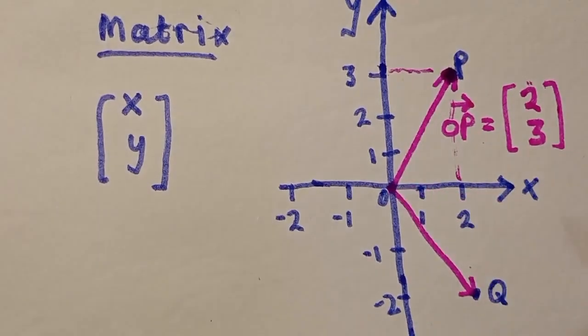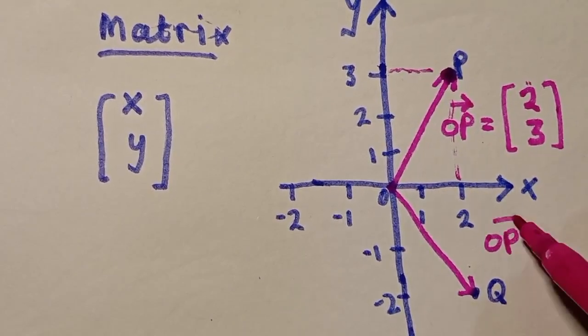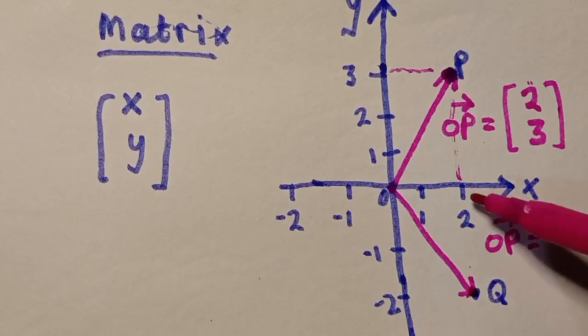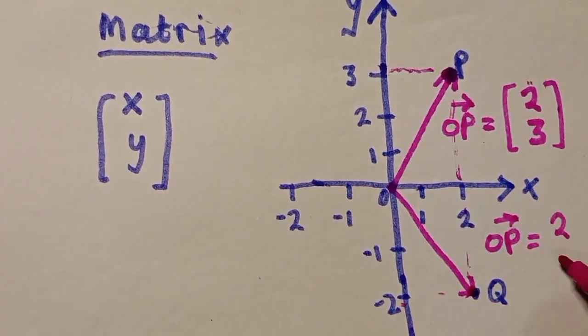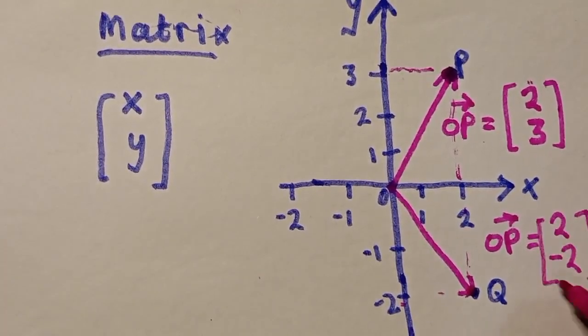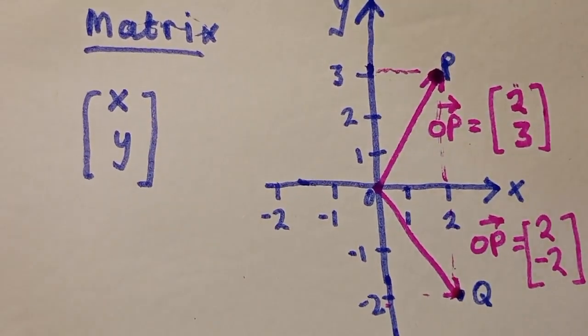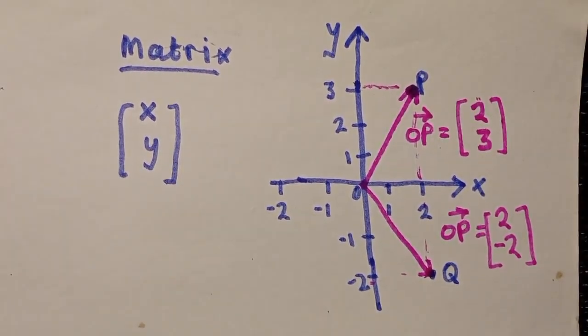You can also show it for this one here. This one is OQ. OQ, this part here, the x component is still 2, and the y component is negative 2. So this is the vector. So you can show the vectors like this. Here we say vectors are being represented in this form.